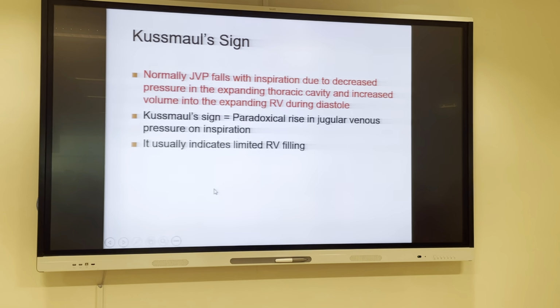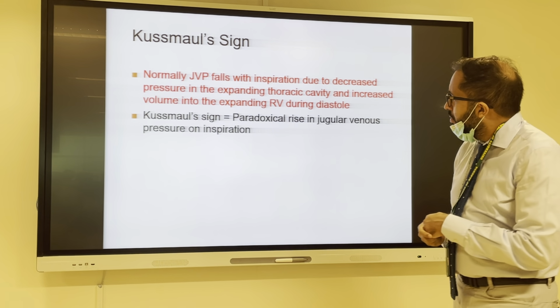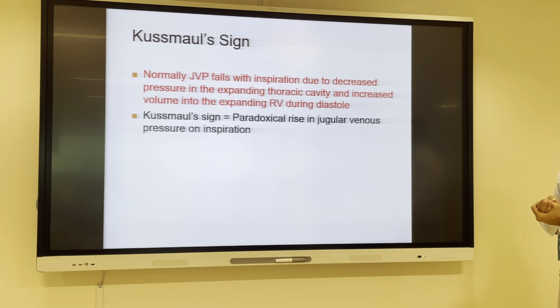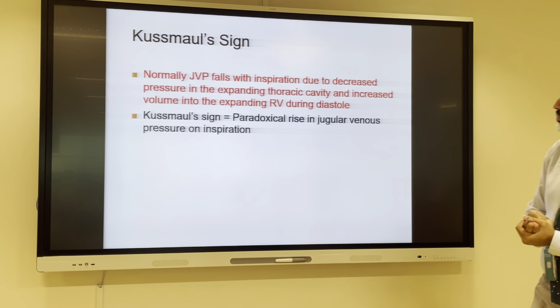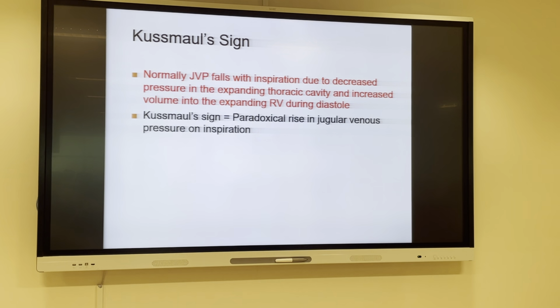On physical exam, the most important sign is the Kussmaul sign. Usually the JVP falls with inspiration. But in patients with constrictive pericarditis, the opposite happens: the JVP increases with inspiration. What other very important sign is there besides Kussmaul? One is constriction. What's the more important one?